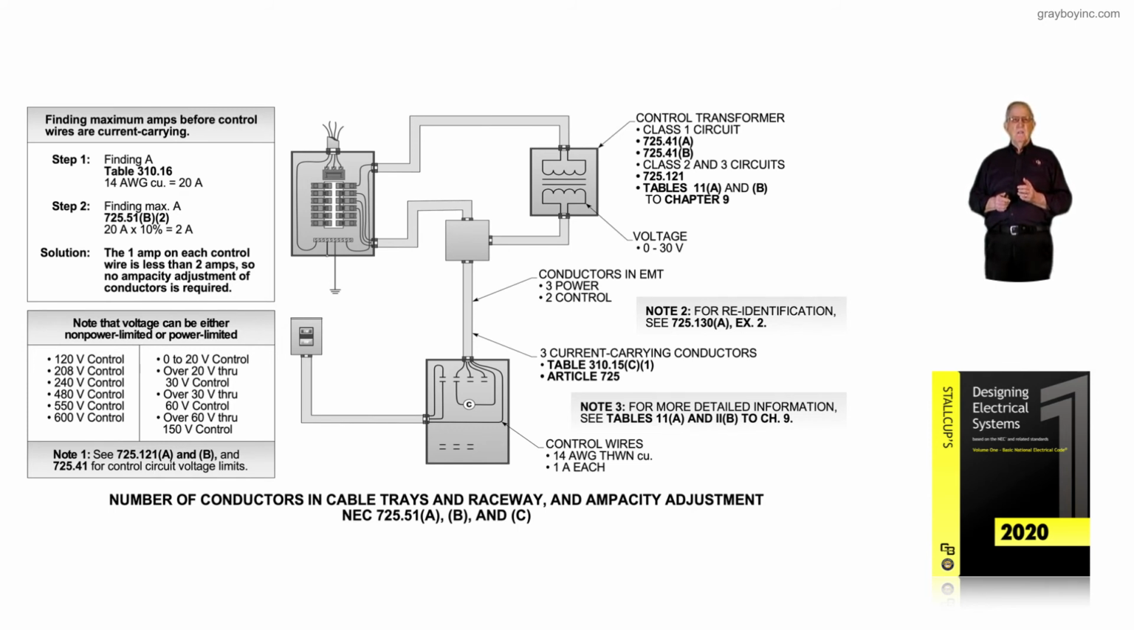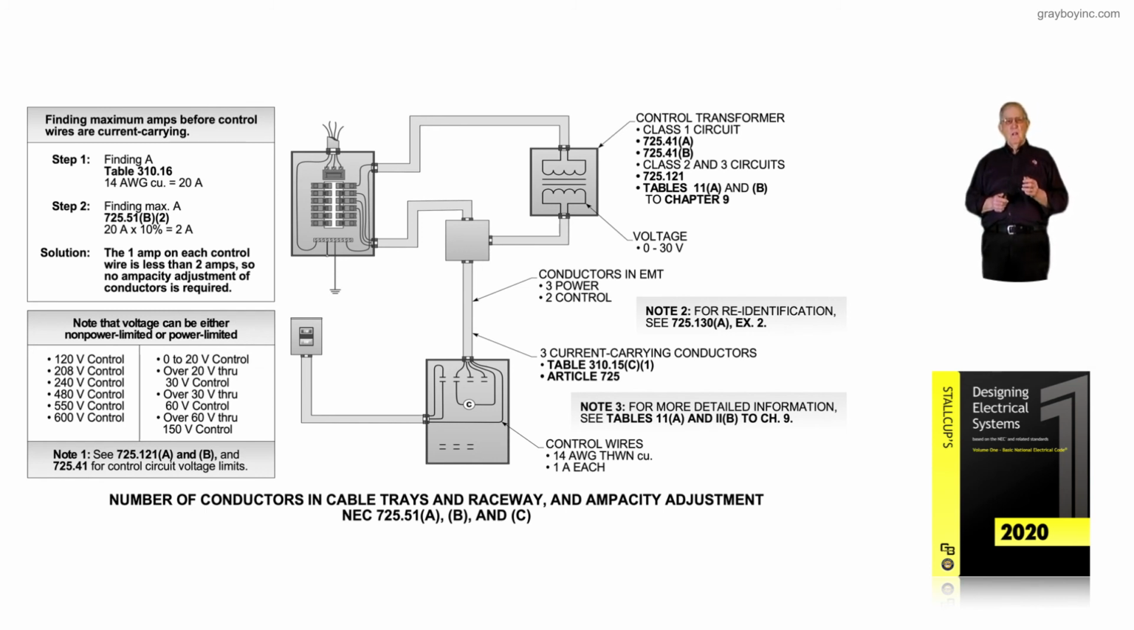725.121A and B, and 725.41 for control circuit voltage limitations, and of course Table 11A for AC control voltage ratings, and 11B to the table in Chapter 9 for DC. We would pick up output ratings of these circuits based upon them being Class 2 or Class 3. Class 1 is spelled out for us in 725.41A or B.